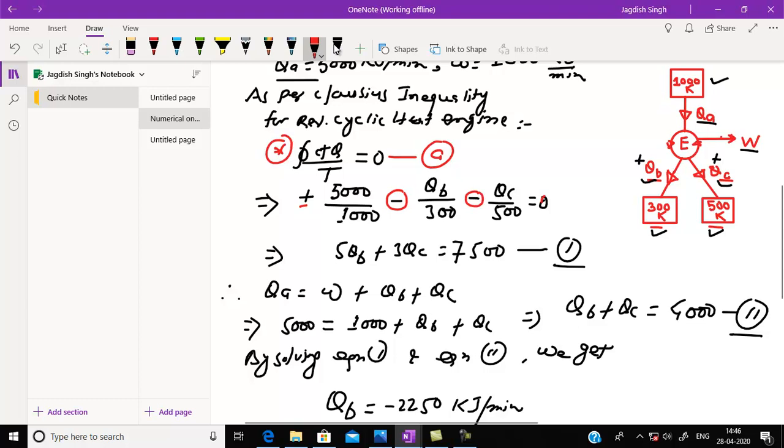And this QA amount of heat is added to this heat engine. Therefore, this positive sign is there, right? So simply we have to solve this equation, and we will get 5 QB plus 3 QC is equal to 7500, right? This is equation number 1.